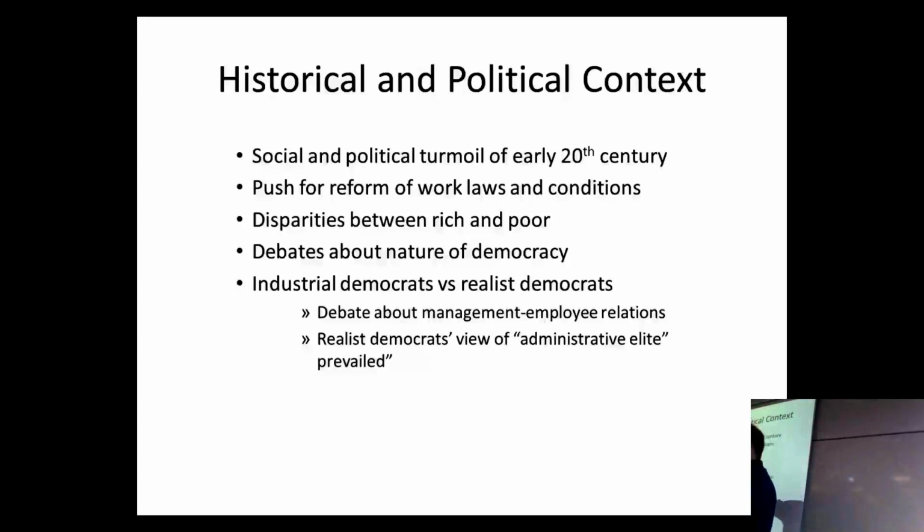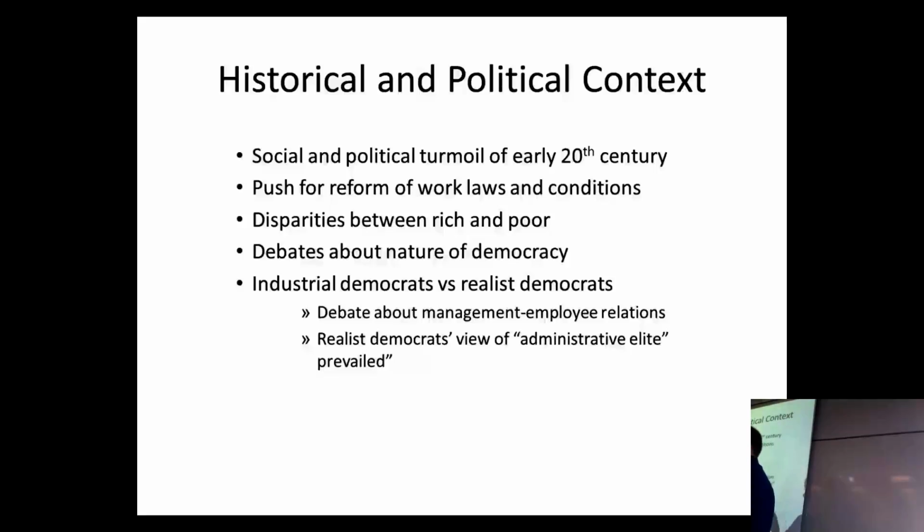So we're talking here 1910 to 1930. This was the environment where there were a few good reasons for it. There was a bank crash. There was social unrest because we had peaks of wealth for a few people and increasing poverty for most. So that really led to turmoil and a push for reform of work laws and conditions. And there were disparities between rich and poor, debates about the nature of democracy. This was, by the way, when people even not owning land were allowed to vote, in the UK, for example. And a few years later, the women.